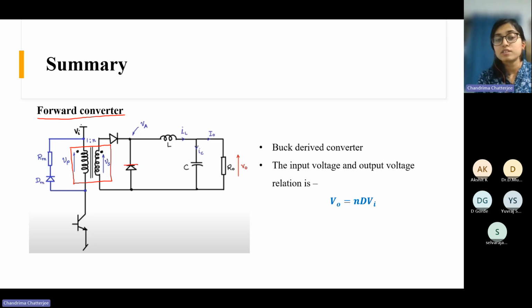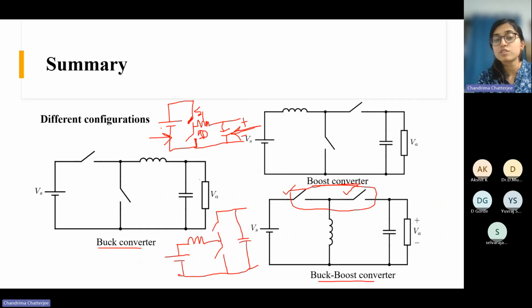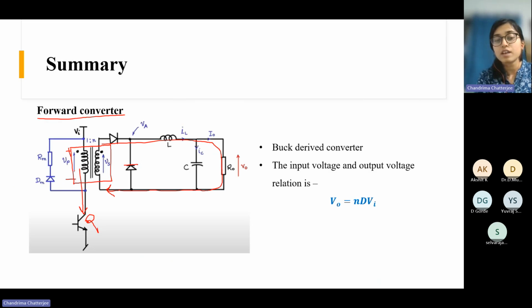So first, when this is the input voltage and this switch, suppose this is Q, when Q is on, then the current will flow like this, and the relative polarity will be this, so this diode will get forward biased and the inductor will get energized. Just like the buck converter, for the buck converter also, when the switch was on, current flowed from the source through this inductor and through the load like this. In a similar manner, the current flows here.